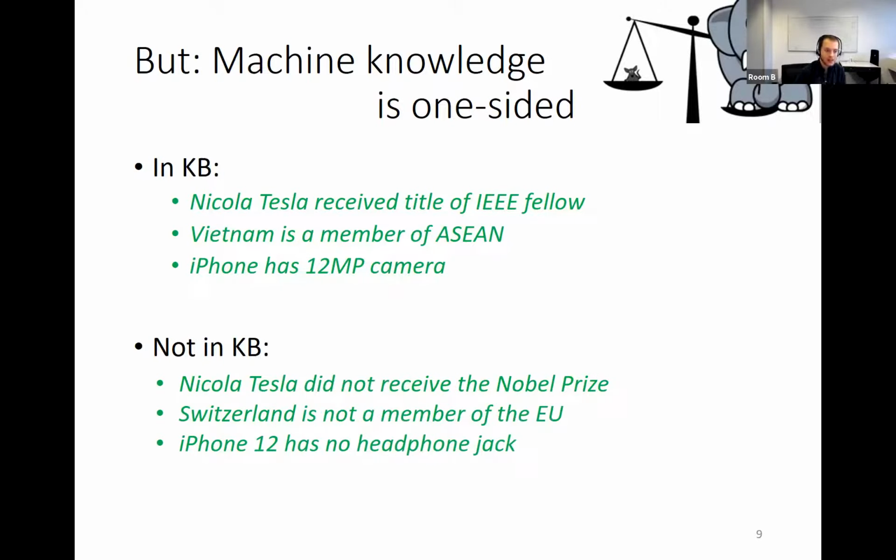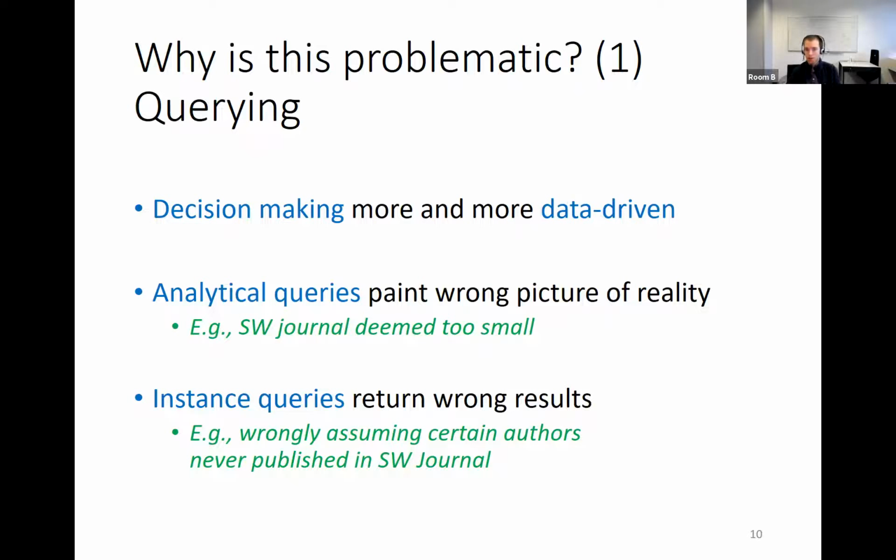So the knowledge base contains the positive knowledge shown at the top, but not the salient assertions we see at the bottom. Why is this problematic? It's problematic at query time. Decision making in many areas is more and more data driven. So if we execute analytical queries, they paint the wrong picture of reality. We may assume that the publication venue is too small. If we search for instances, we simply get wrong results. We may wrongly assume that someone never published in the Semantic Web Journal.